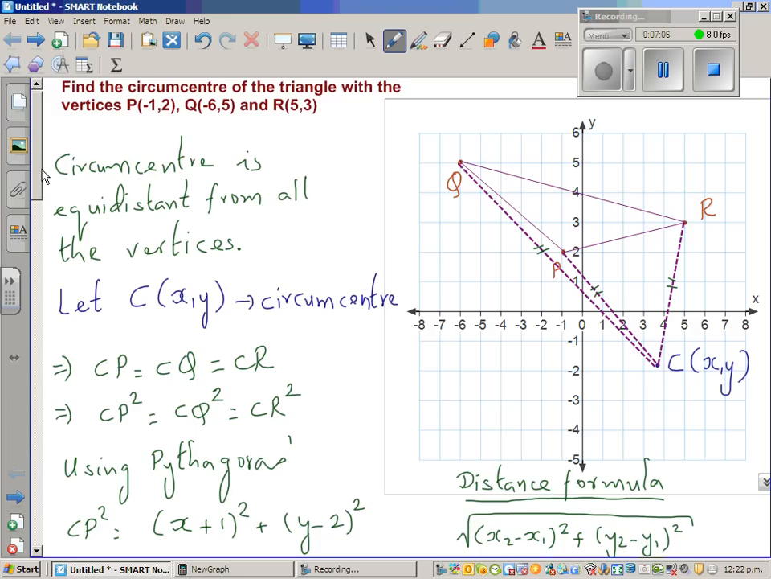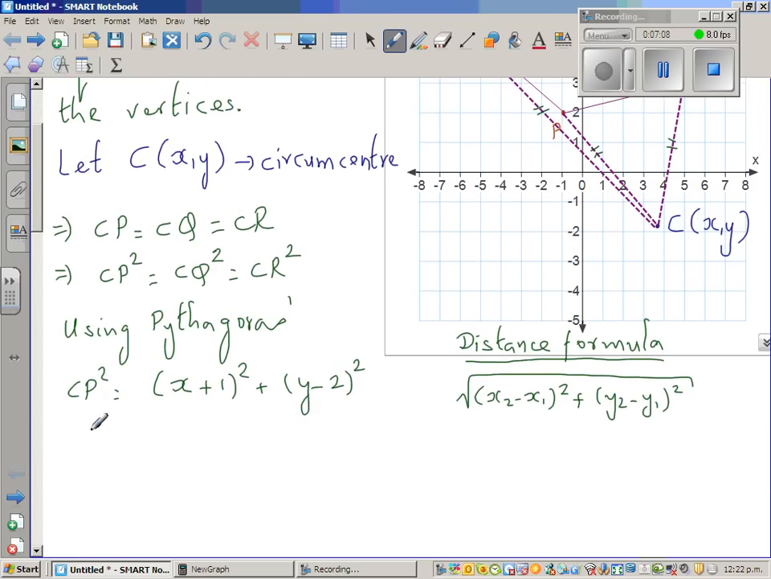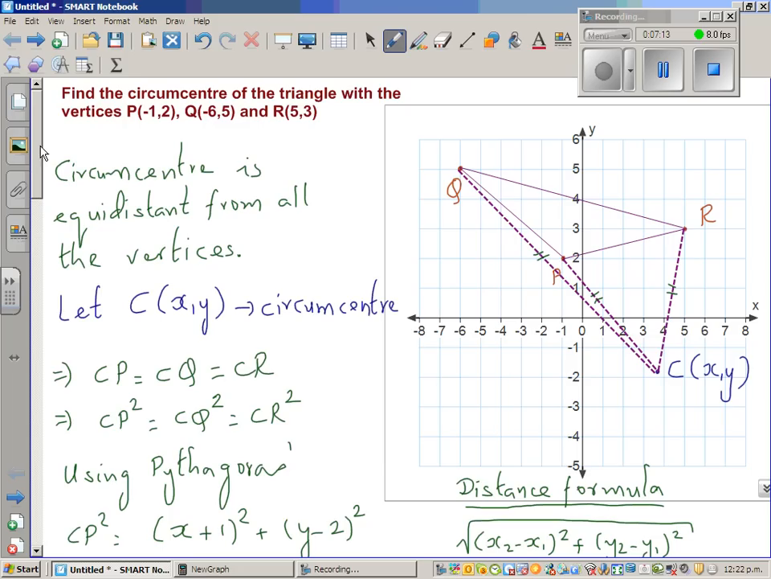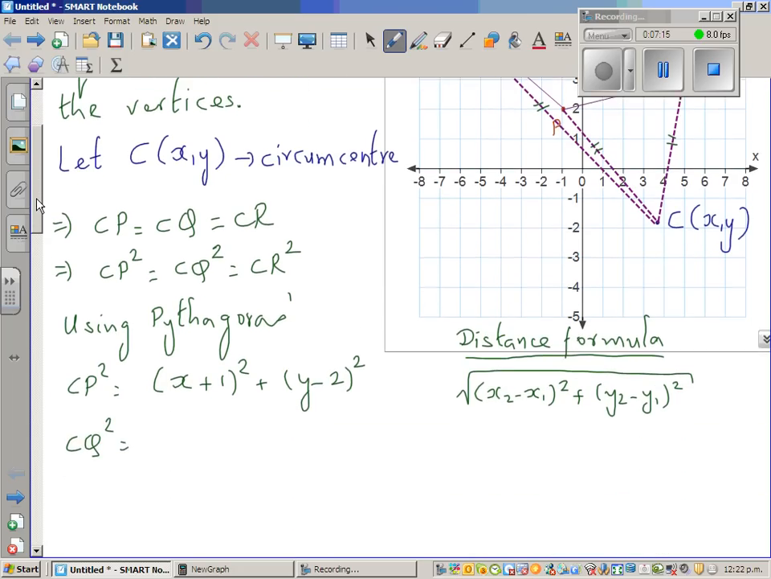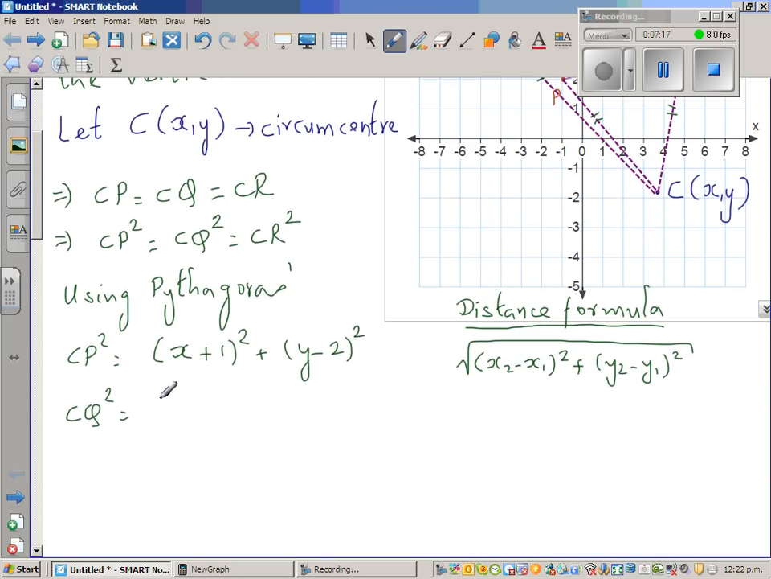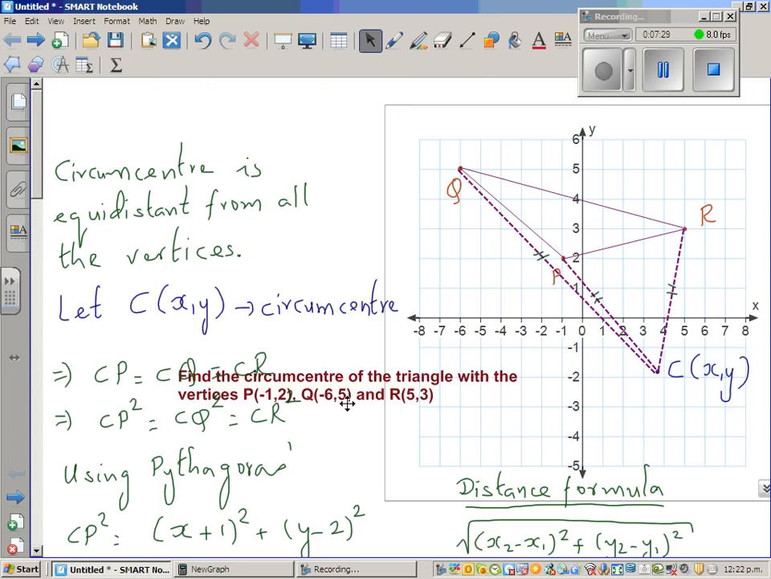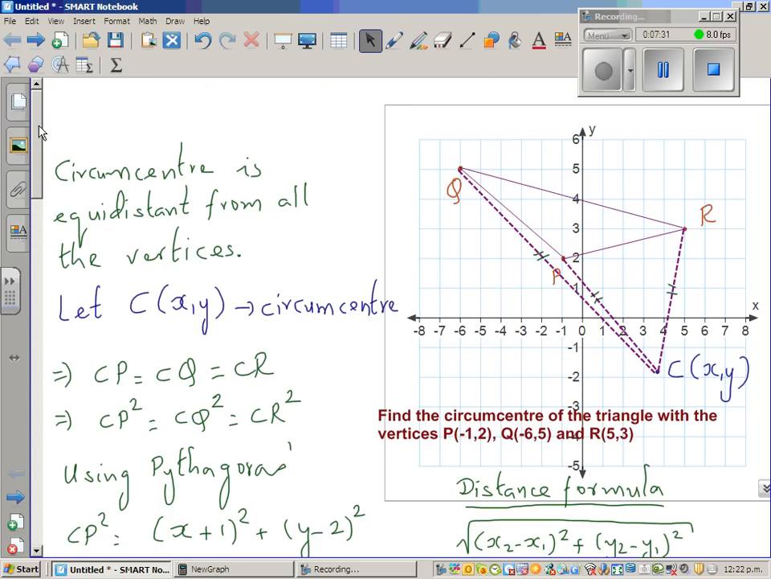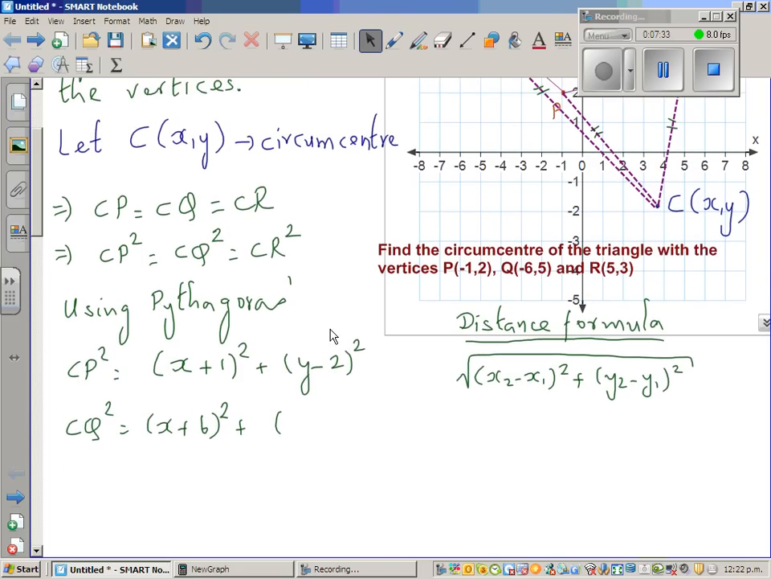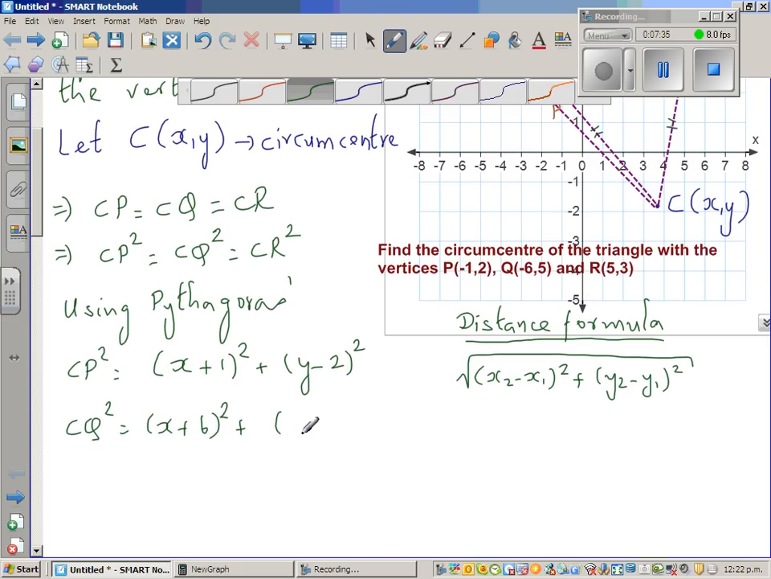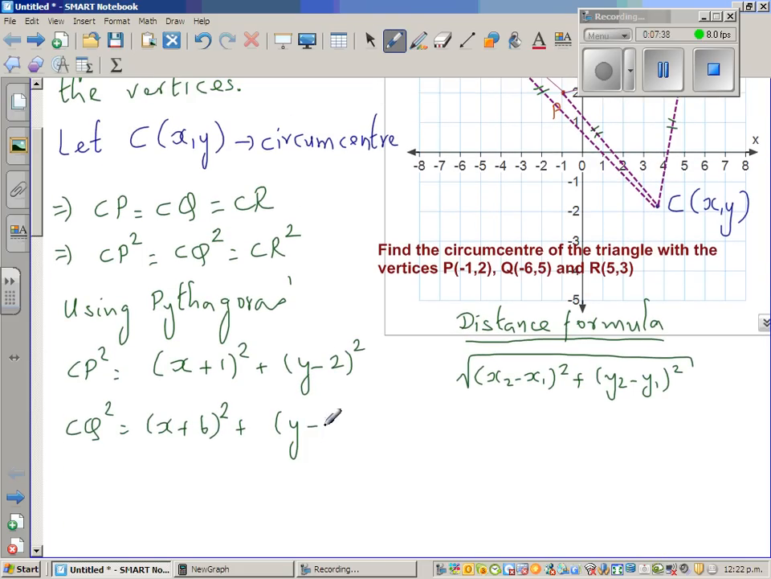Okay. I can now say CQ squared. The coordinates of Q are (-6, 5). So CQ squared is (x + 6) squared plus (y - 5) squared. Let me drag this down so that I can see.